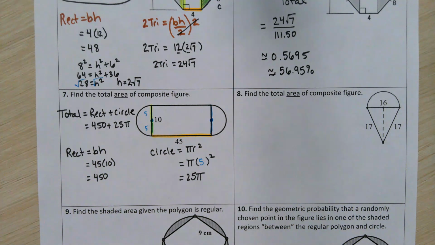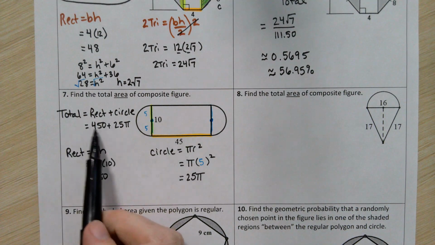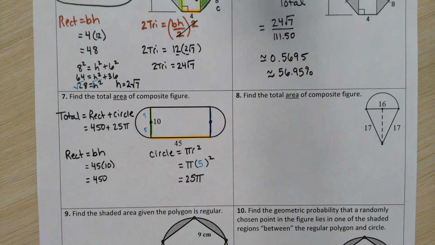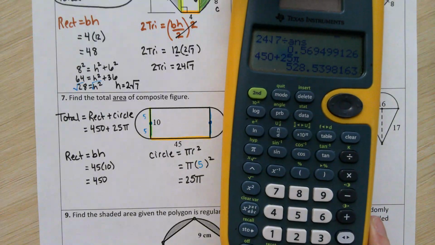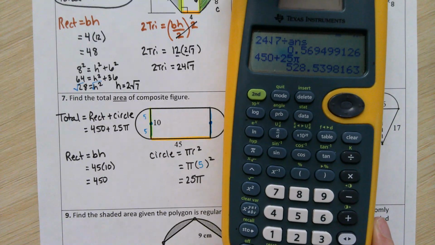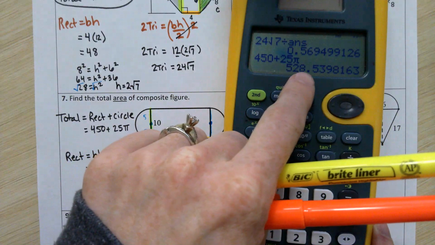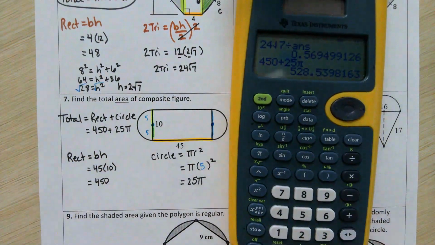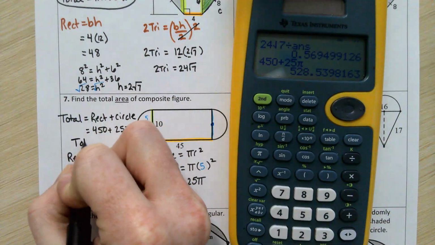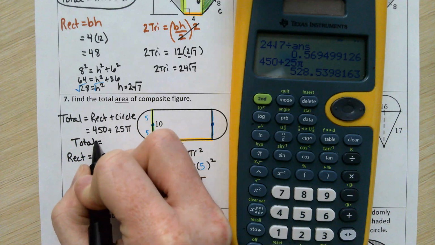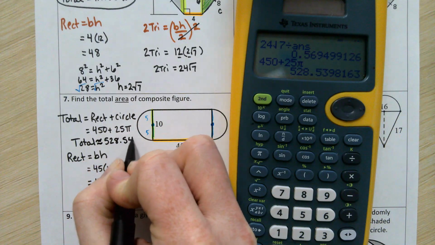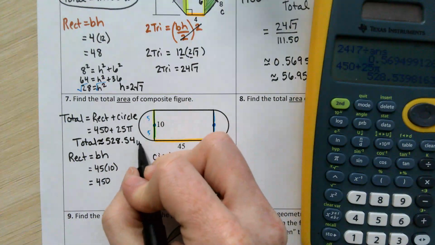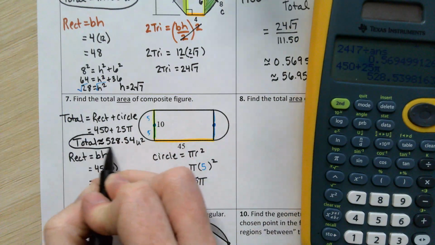If we go ahead and calculate 450 plus 25 pi, this would be the best we could do if the goal was an exact answer. But if we want a decimal answer that we can round, we can go ahead and type that addition problem in. 528.54, it looks like. So total area, rounded version, 528.54 square units.